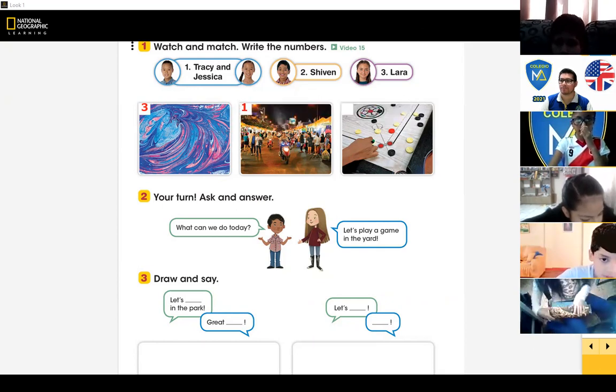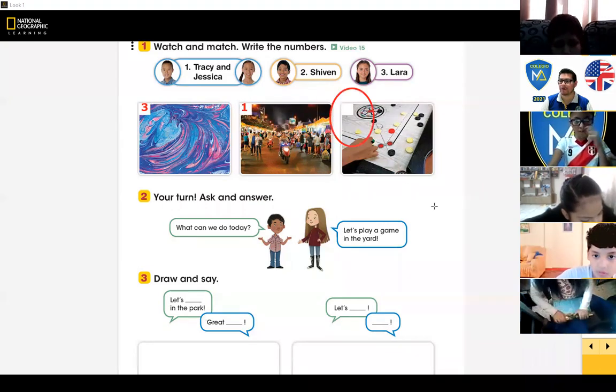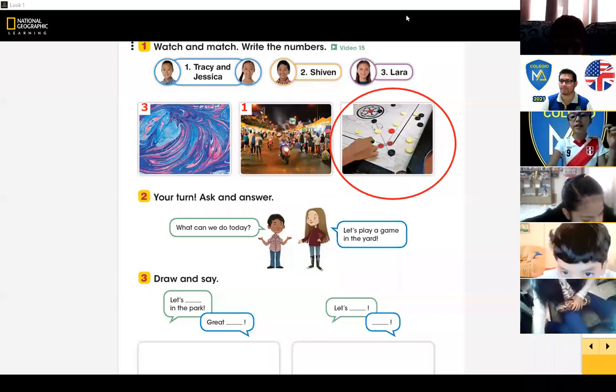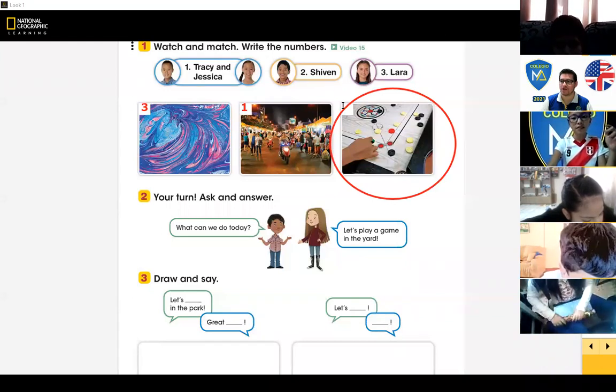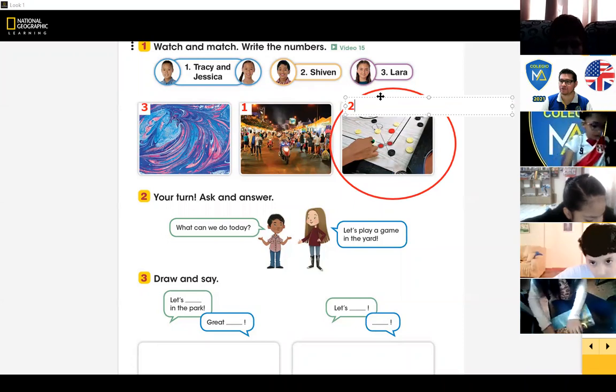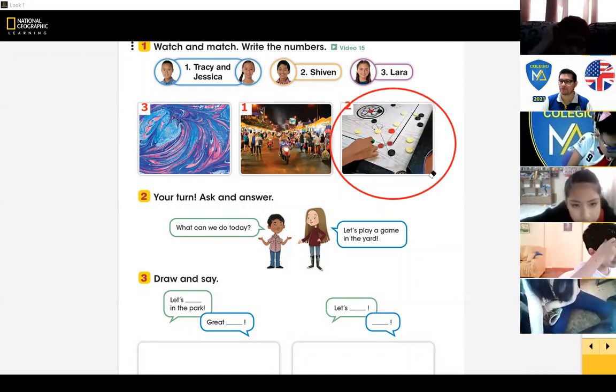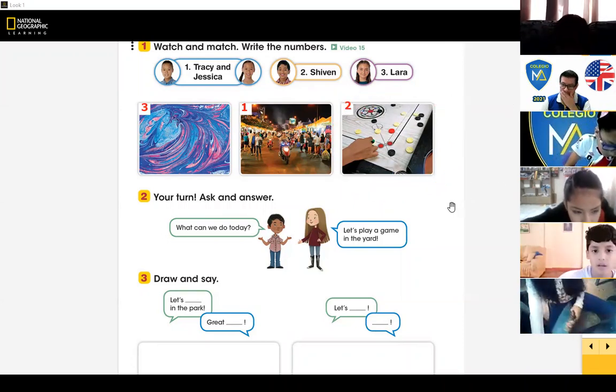Tracy and Jessica. Finally, who talks about shaving? Shaving. Number two.